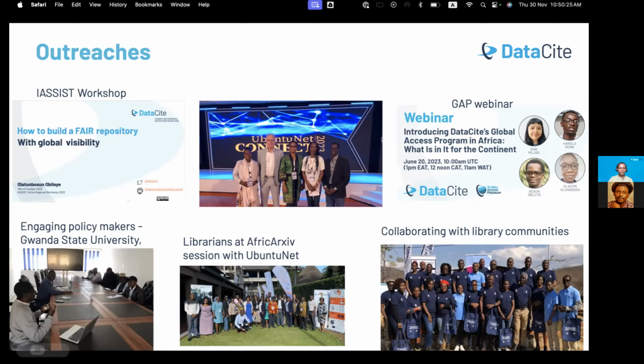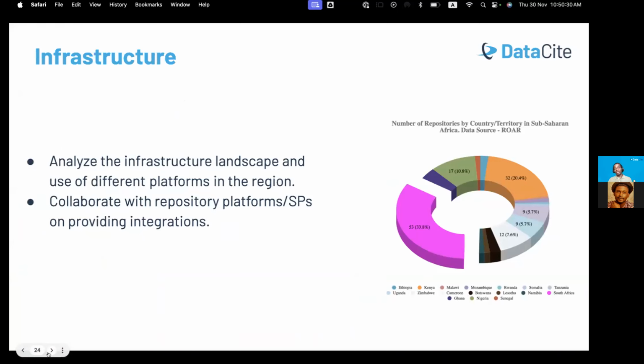So we have organized outreaches. We are still organizing more, and more are still coming next year. In terms of infrastructure, I mentioned at the beginning that I did a landscape analysis of PID infrastructure in Africa. I just took an extract from the analysis, and we are collaborating with platforms and service providers on providing integrations, like in Venue, the PKP. We are providing a database to give integrations, even this space also.